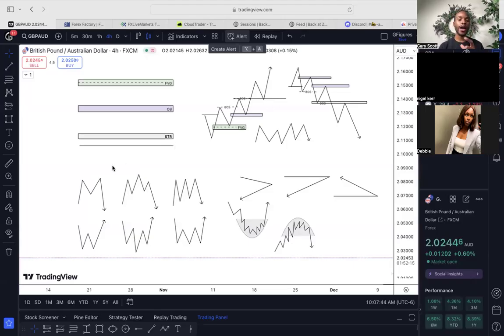Okay. Then you have three bullish market patterns. All right. Then you have three bearish market patterns. And then you have your shapes, which is your symmetrical triangle, your ascending triangle, your descending triangle, and then you have your bullish teacup and your bearish teacup.